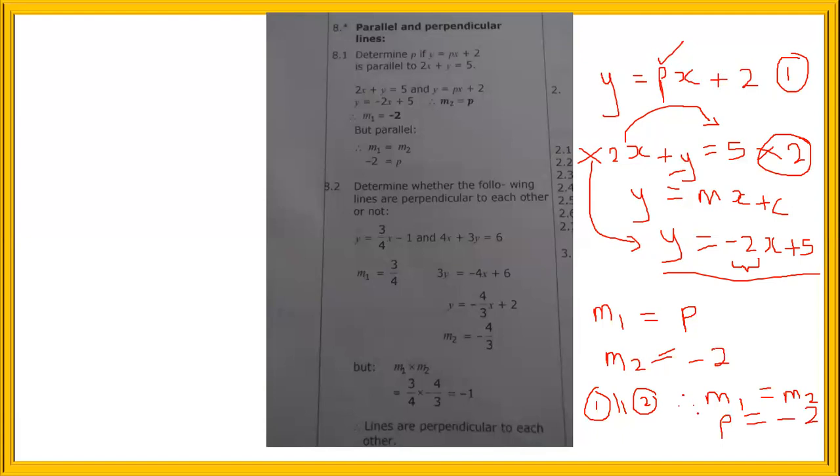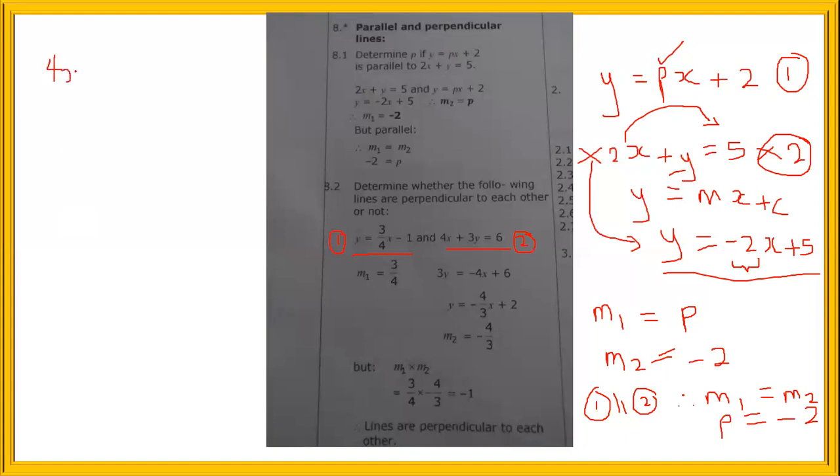All right, let's look at the second question. It says, determine whether the following lines are perpendicular to each other or not. What lines are we given? We're given y is equal to 3x minus 1 and 4x plus 3y is equal to 6. So line 1 is already in standard form, as you can see, but line 2 is not. So we need to make sure that line 2 is also written in standard form.